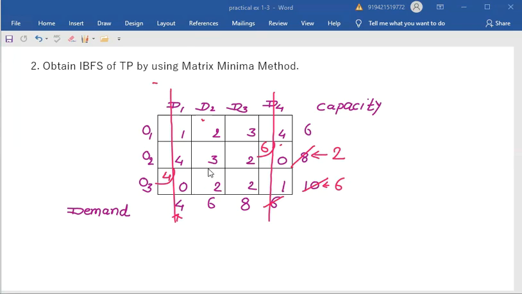So we will not use this cell now, because we want a basic feasible solution. It should contain m plus n minus 1 positive allocations. And if we have a situation like this, where at a time supply is exhausted and requirement satisfied, in that case the number of positive allocations will not be m plus n minus 1. We have already solved this example and we have used this cell for allocation.